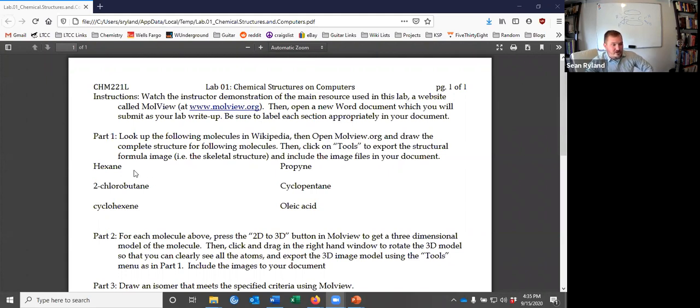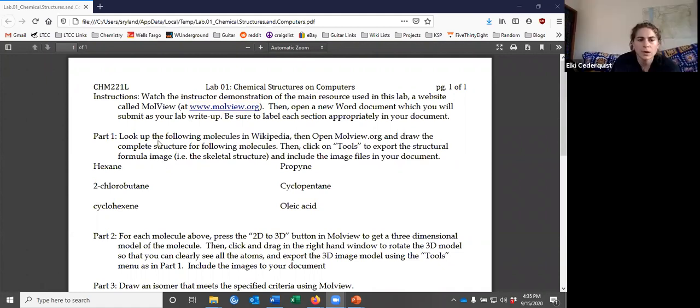Your job is just going to be to go through these molecules, and the best program I found that's freely available for everybody, it's pretty universal, is moleview.org, which, if you've had a class with me, I always talk about. MoleView is the best way to practice drawing these.